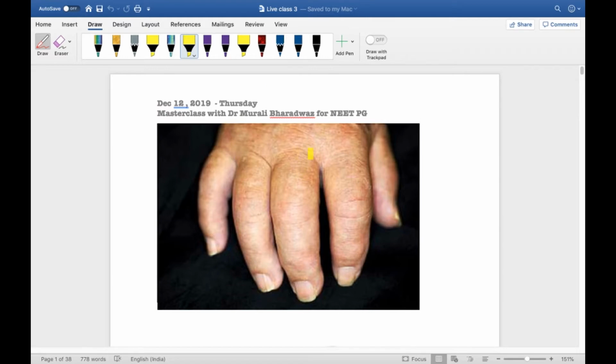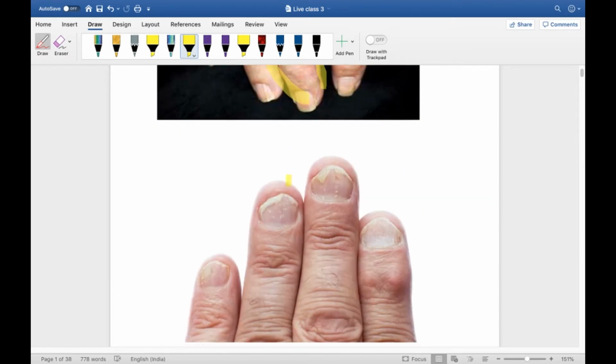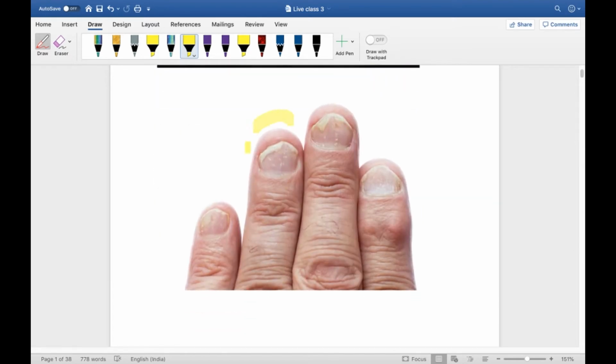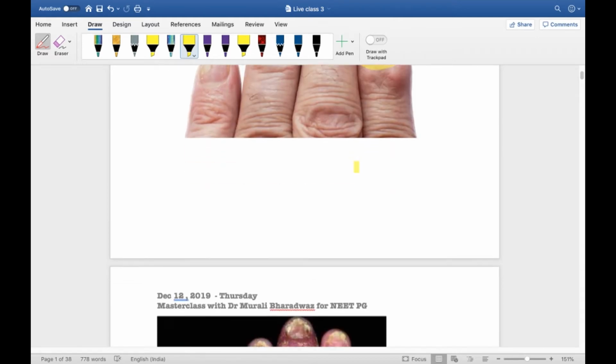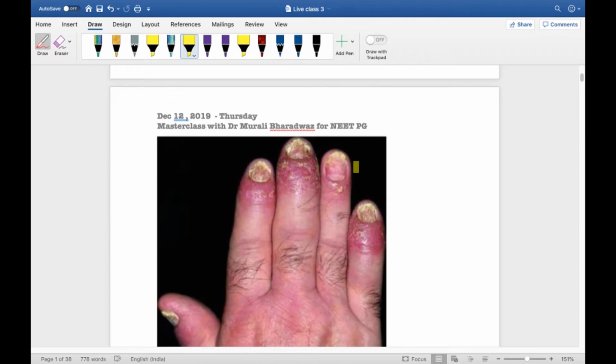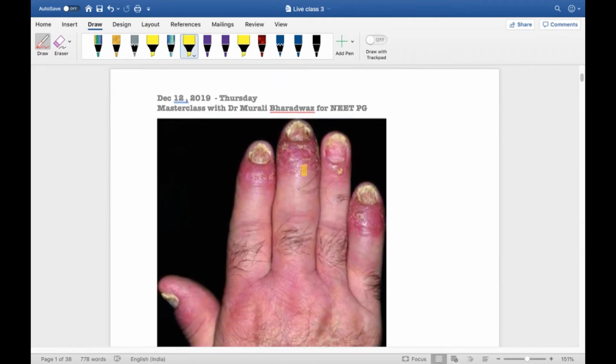So what do you see here, Doc? Sausage-shaped fingers because there is dactylitis. And what do you see here? There is pitting keratolysis. You are able to see pitting keratolysis, right? So what am I talking about? I am talking about psoriasis.